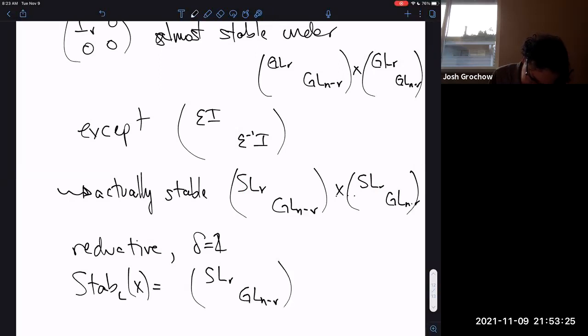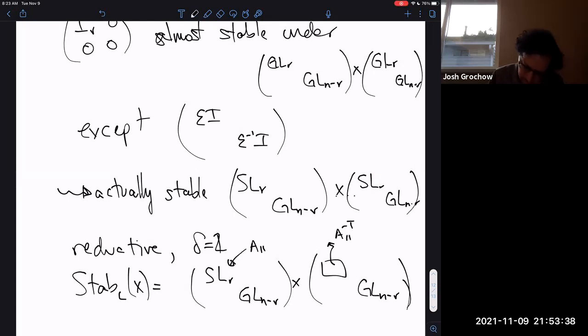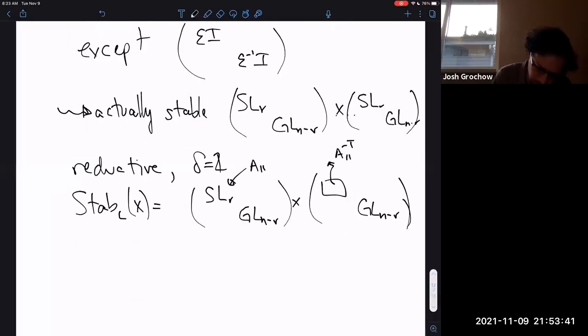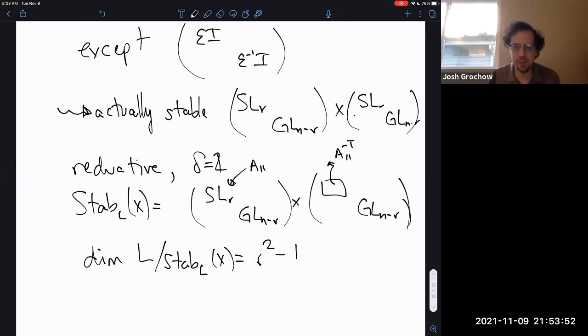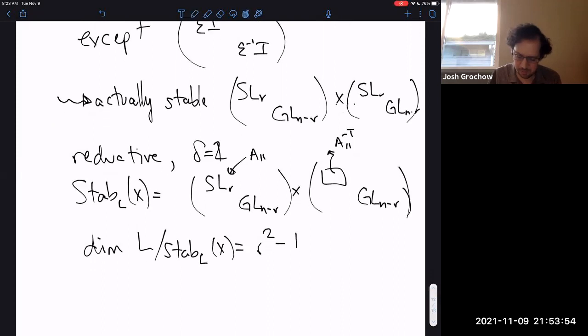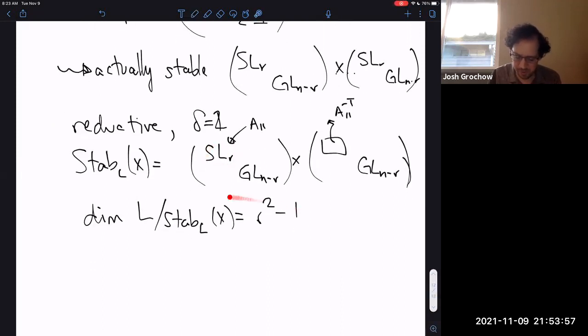But then this thing is no longer free, right? Because if this is A11, this must be A11 inverse transpose. So my dimension of L mod this stabilizer is like r squared minus 1. And we said we want this to be big, right? So when r is big, when the rank is big, this is big. And as the rank gets smaller, this gets smaller.